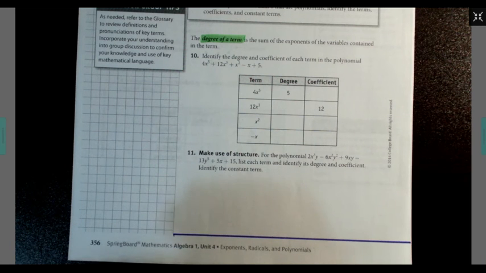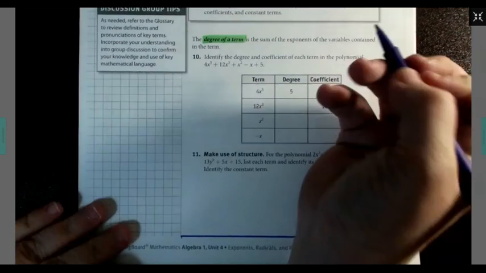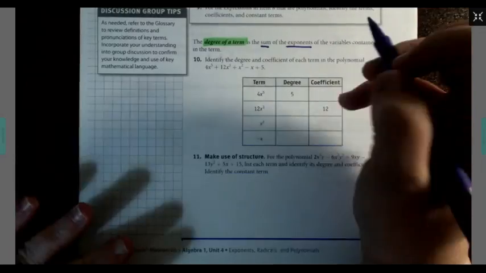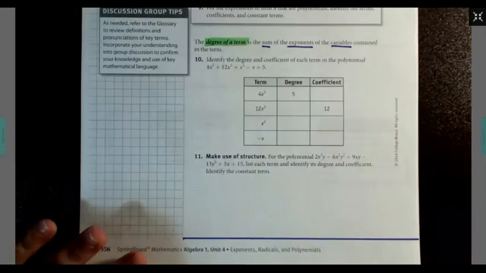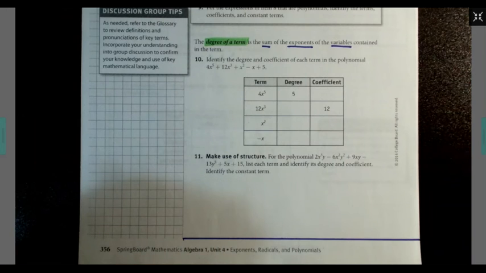The degree of a term is the sum of the exponents of the variables contained in the term. Okay, so sum of your exponents on your variables. Number 10, identify the degree and coefficient of each term in the polynomial.